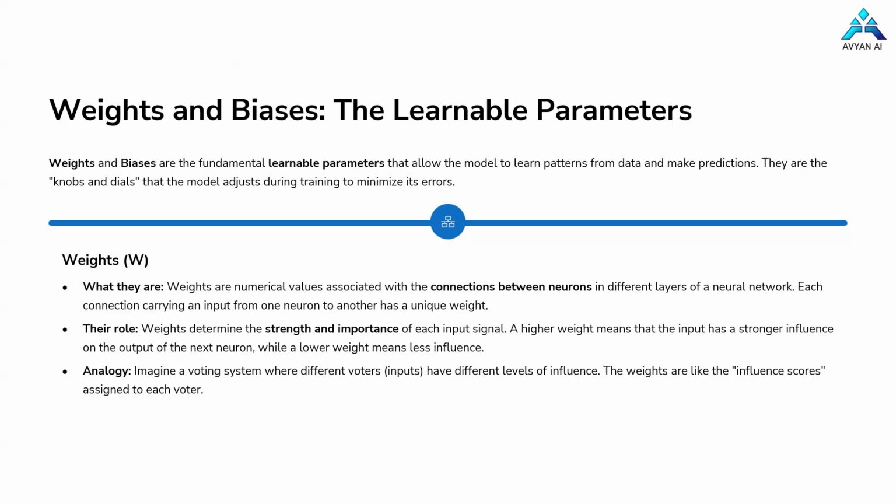So we just gave an analogy. In a voting system where different voters have different levels of influence, the weights are like the influence scores assigned to each voter. But in our democracy system, every vote is the same. Especially if you are voting in a particular company's general meeting, some of the shareholders would have a higher influence, so their vote would carry more weightage.